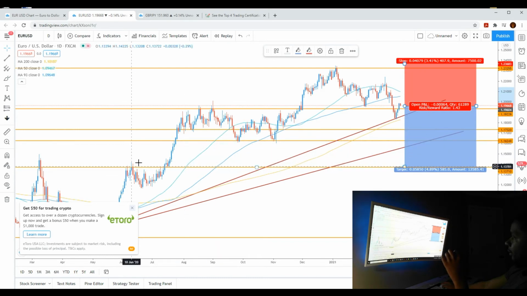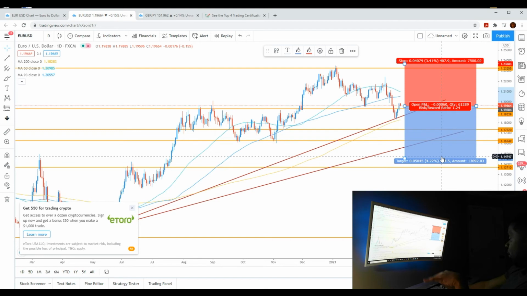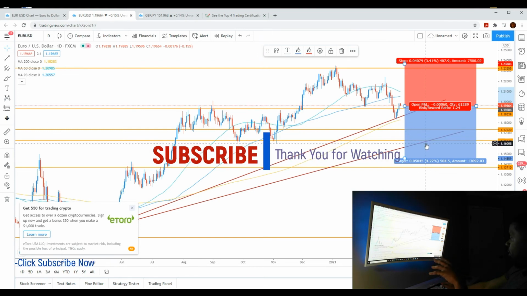Because notice back here, this is one of the key areas. So it could get somewhere in here and break this, and it could go all the way down. And if you look, that's over 500 pips right here. All right, so that's our analysis. We are bearish over the next few days, at least over the next 2 weeks. We're looking for a move down into this area, and make sure that you trade with caution.